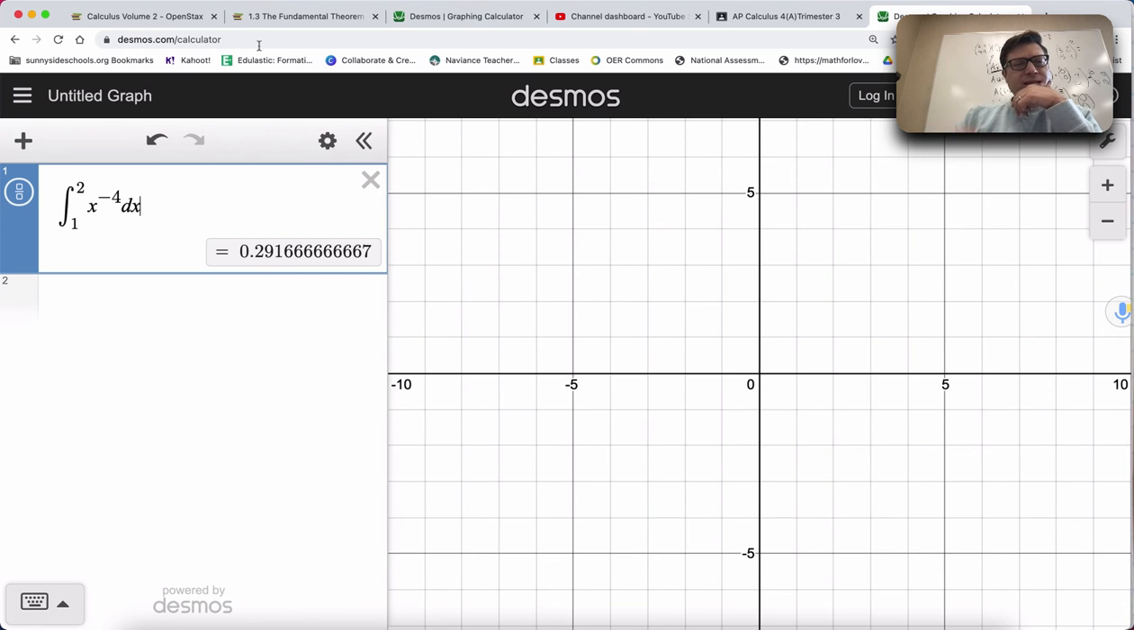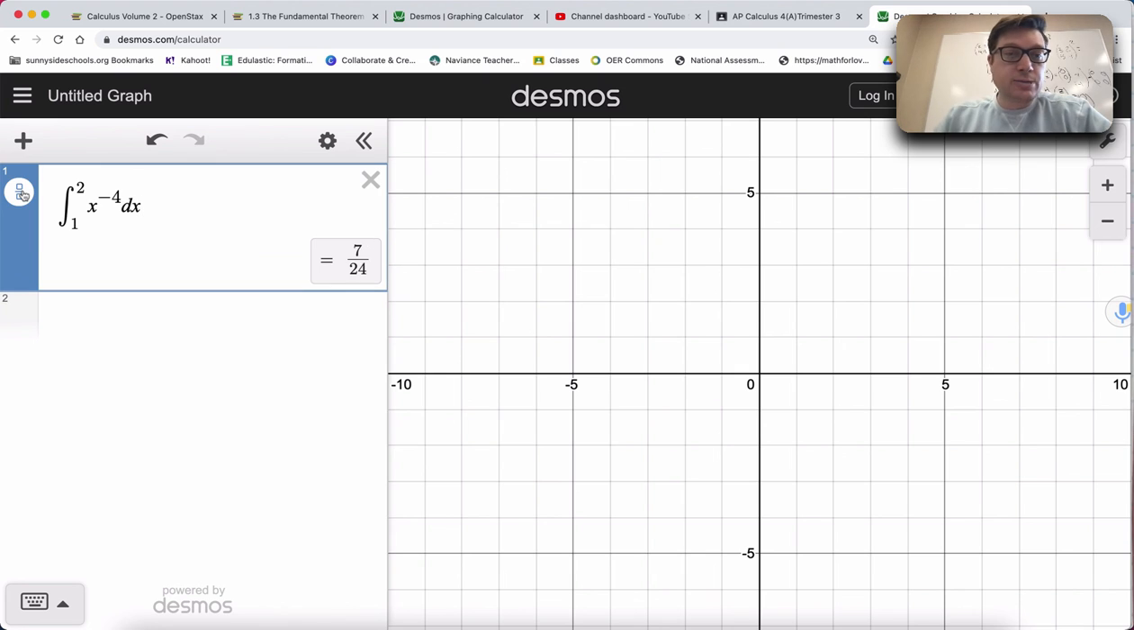Is that really 7 divided by 24? Well, let's click the fraction button in Desmos and find out.